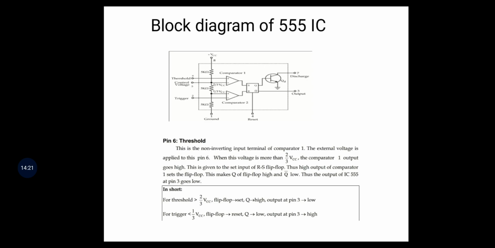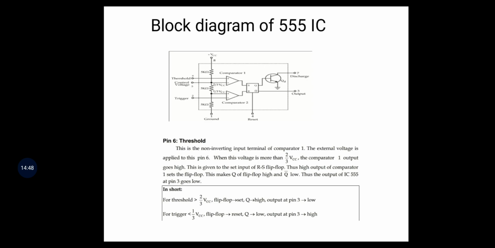Thus, the output of comparator 1 sets the flip-flop. This makes Q of the flip-flop high and Q bar is low. Thus, the output of IC555 at pin 3 goes low. Here, when threshold is greater than 2/3 VCC, the flip-flop is set. That means S is 1.